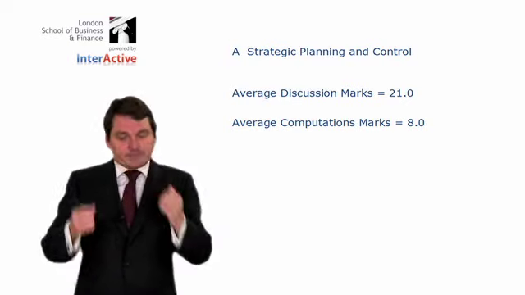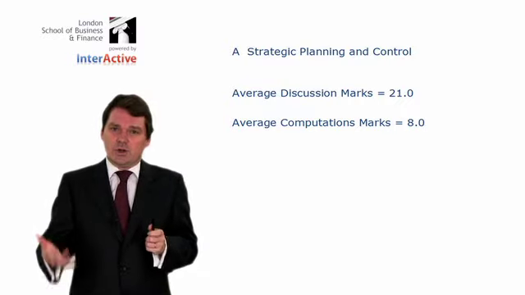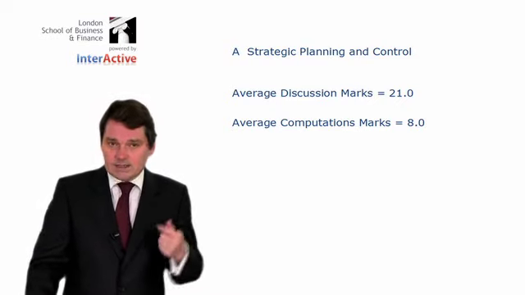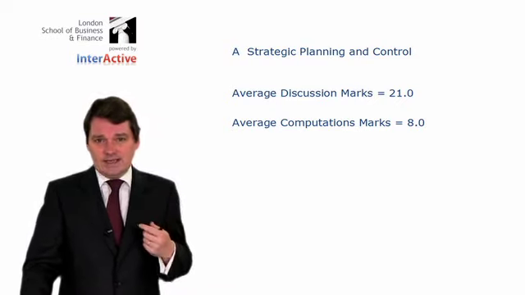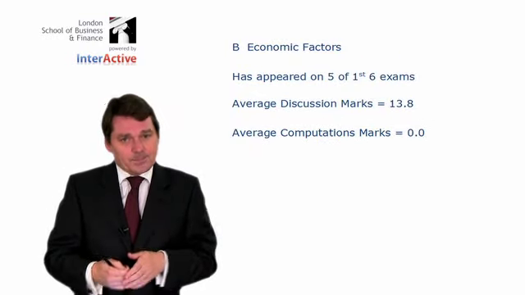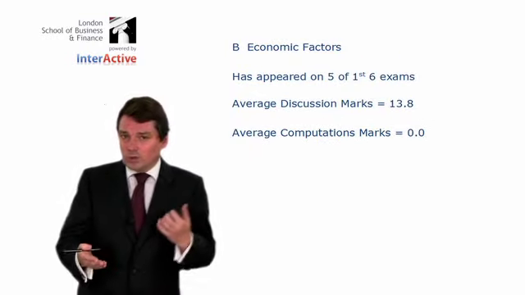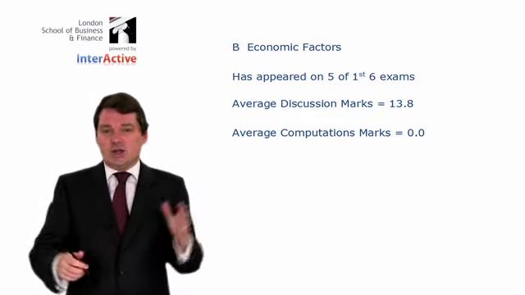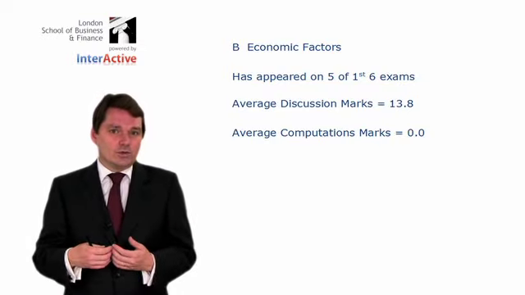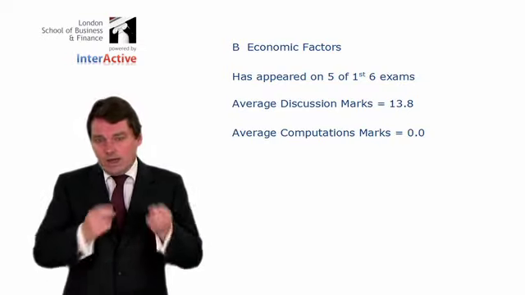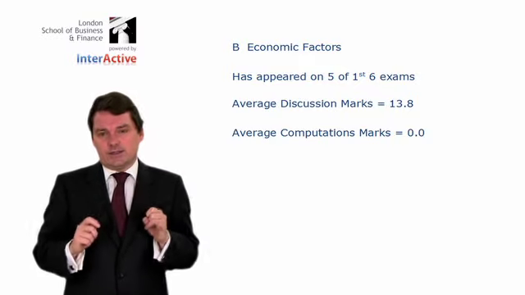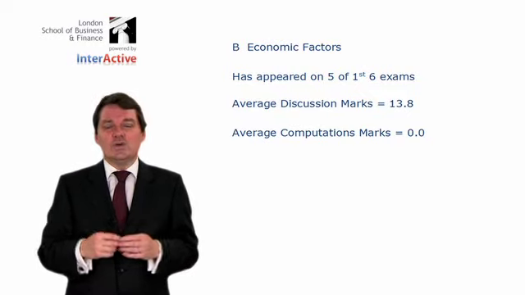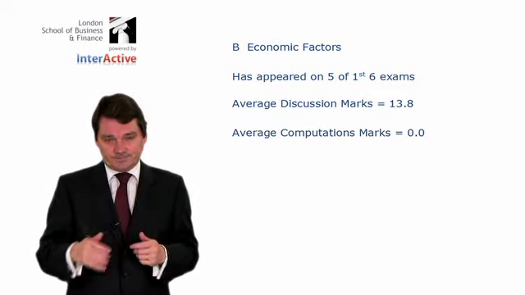Now you can see this tends to be more discussion than computation. 8 marks for computations. It does tend to appear on every single exam somewhere. Section B. Section B is called economic factors, but to be honest with you, it's pretty much everything in the outside world. So Section B will include things like PESTLE analysis. It will include things like Porter's 5 forces, things that you have seen at earlier papers.